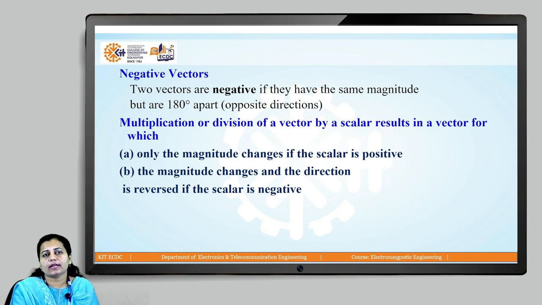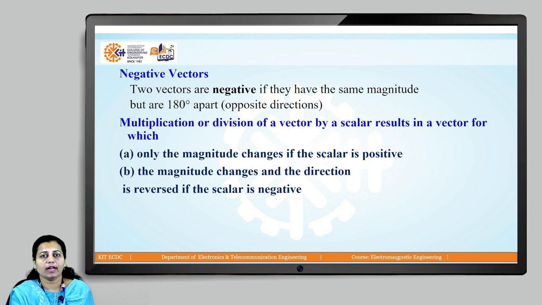Negative vectors. Two vectors are negative when? If they have the same magnitude but they are 180 degrees apart from each other, or opposite in direction. Okay. Multiplication or division of a vector by a scalar results in what? Multiplication or division of a vector by a scalar always results in a vector, for which we have two conditions. Only the magnitude changes if the scalar is positive, and if the scalar is negative, then along with magnitude the direction is also reversed.